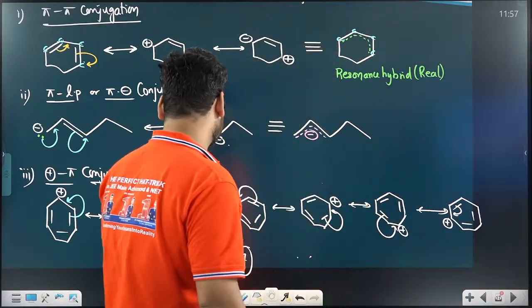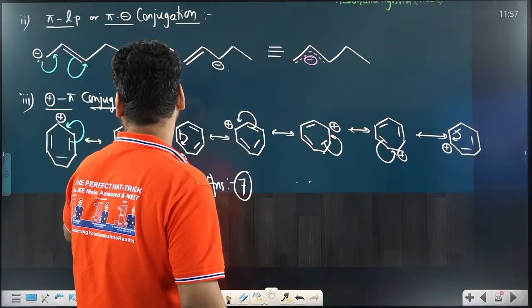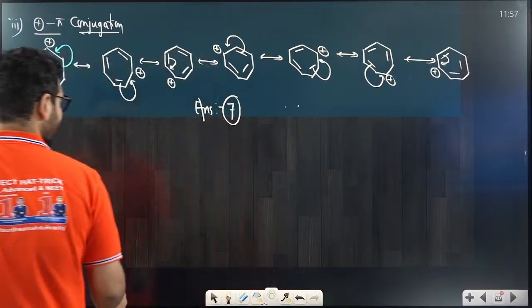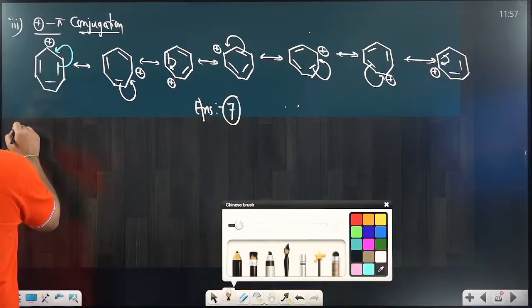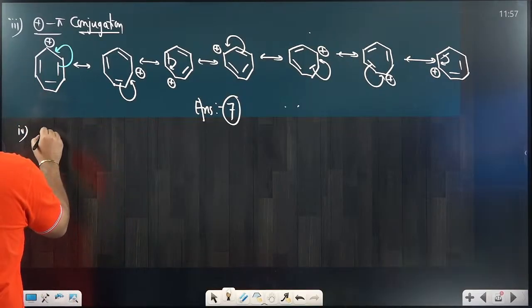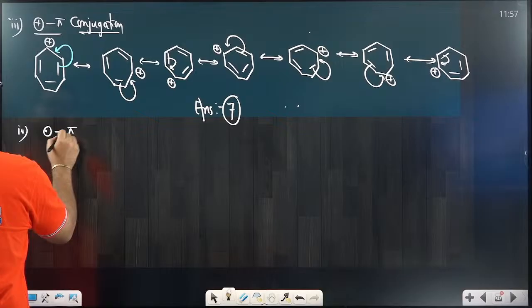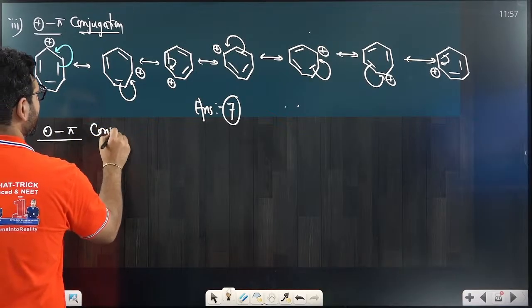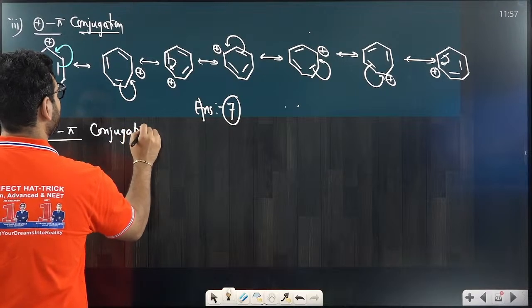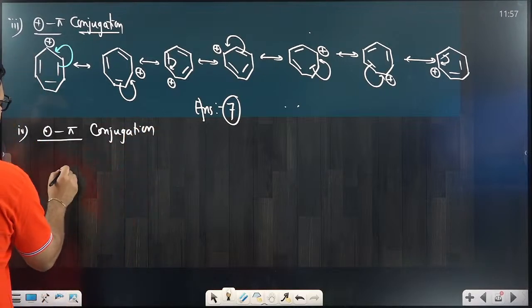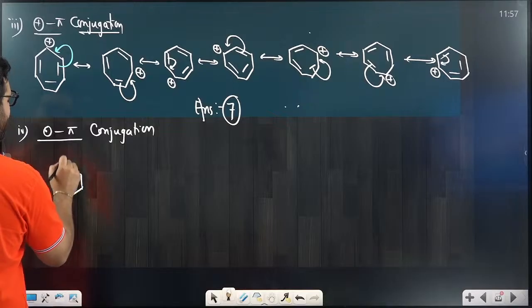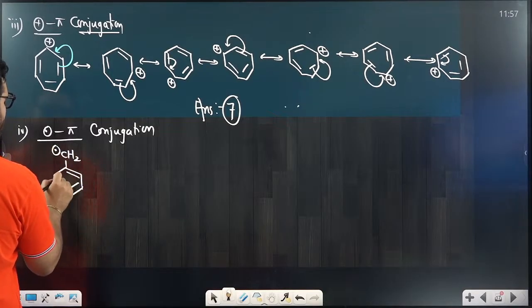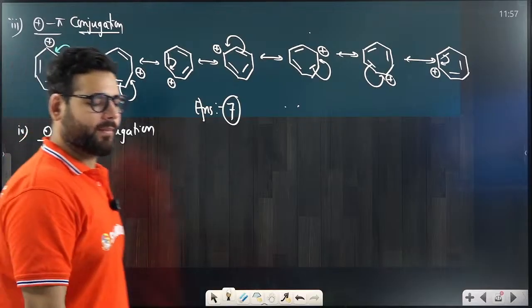Then there can be a radical conjugation as well, where a radical can only conjugate with a pi bond. And the last type of conjugation is radical pi conjugation. I'll show you with a good example. Let's take a benzyl free radical, this one. Benzyl free radical.